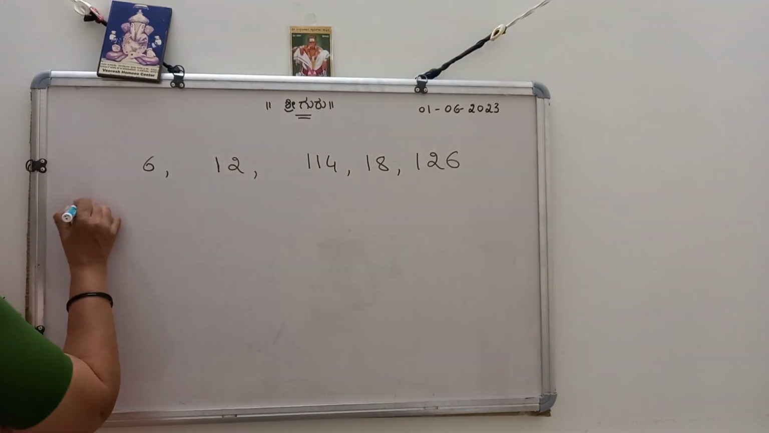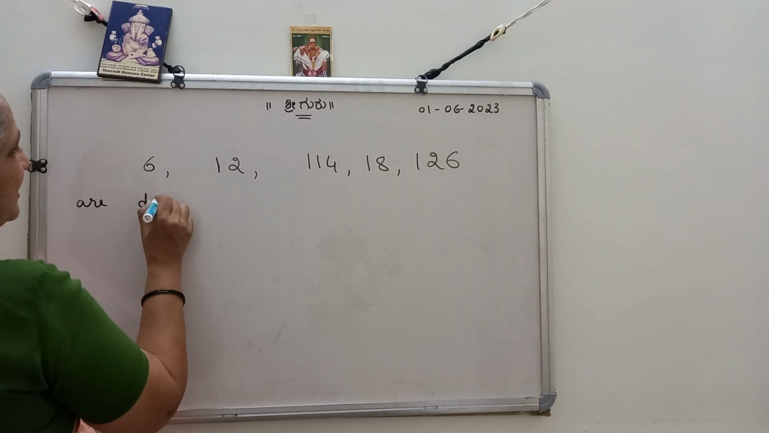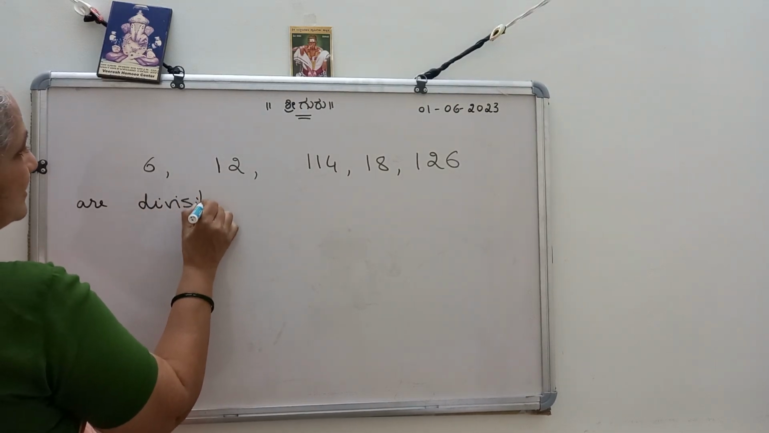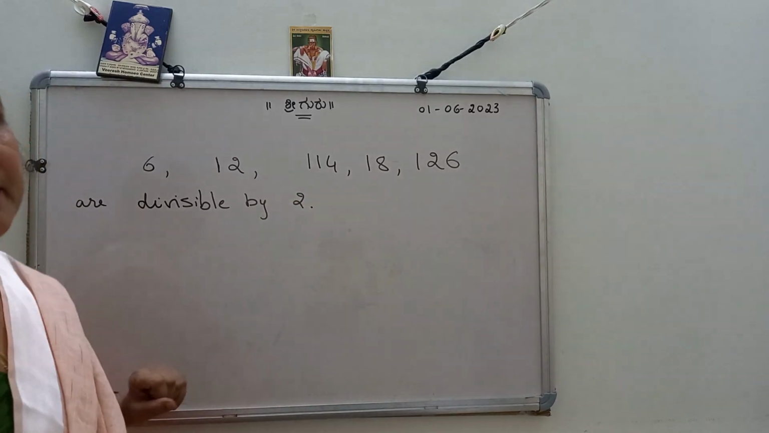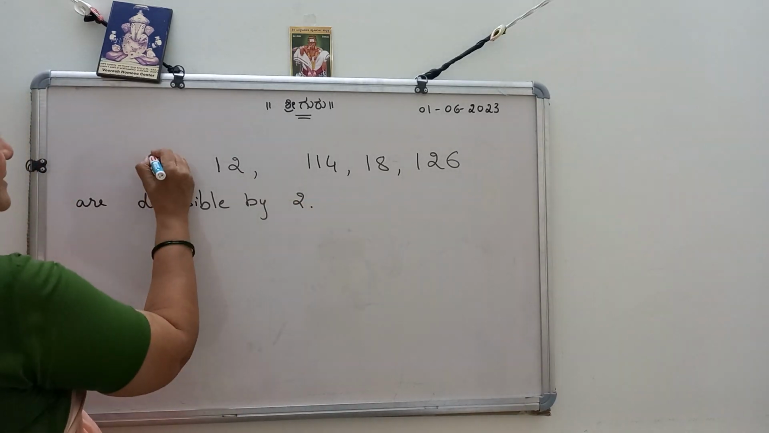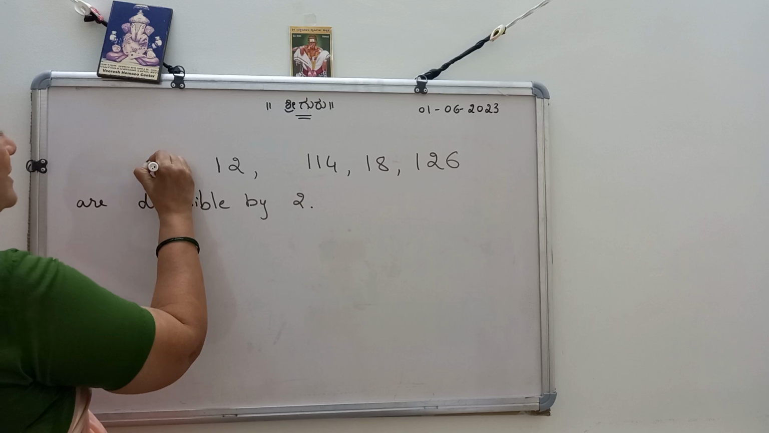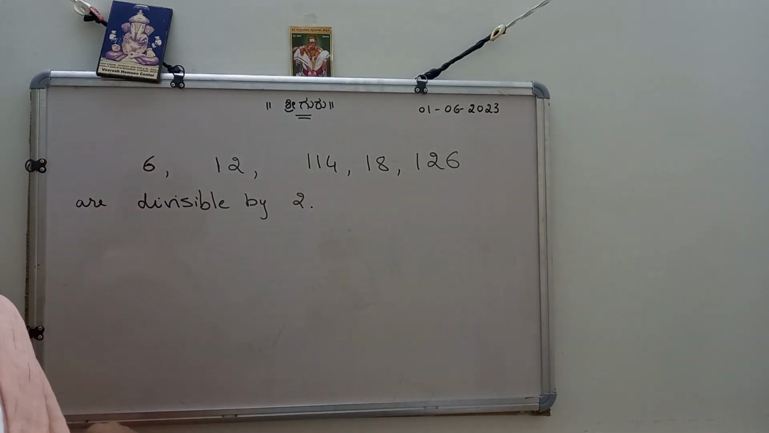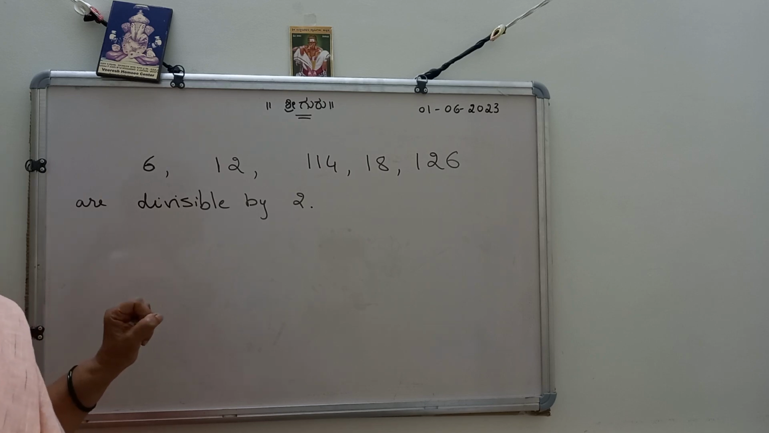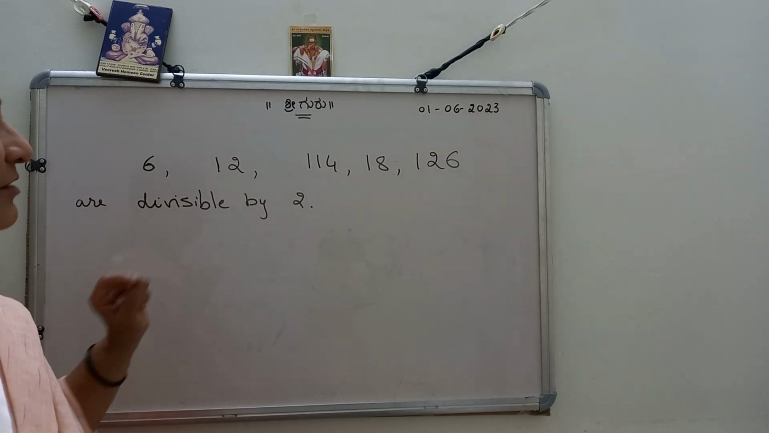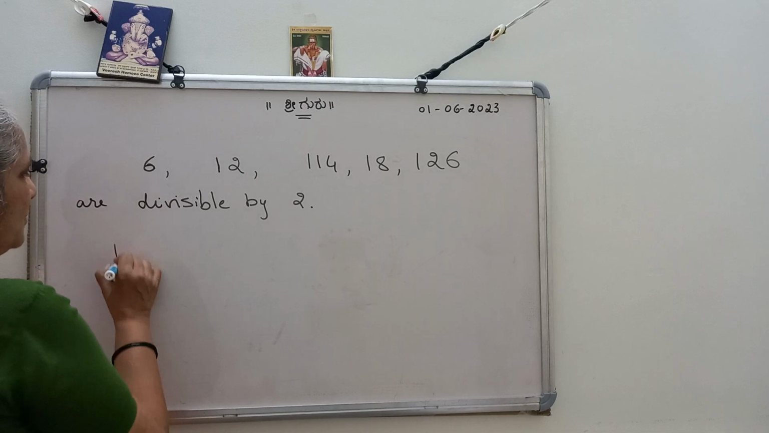These numbers are divisible by 2. And now, 6 is divisible by 3 because 3 2s are 6. And what about 12? 12 is also divisible by 3. 3 4s are 12. What about 114?